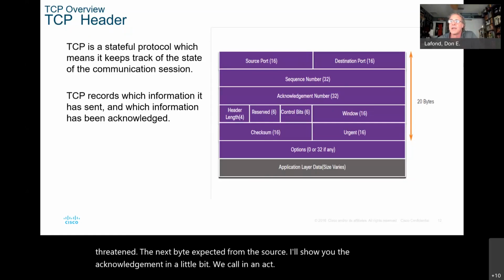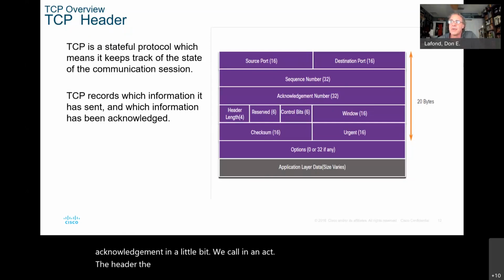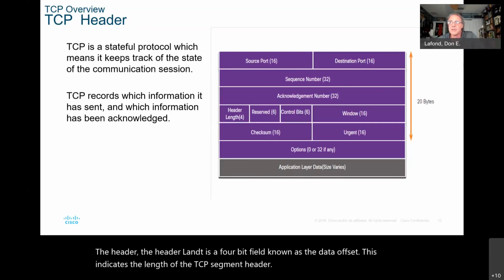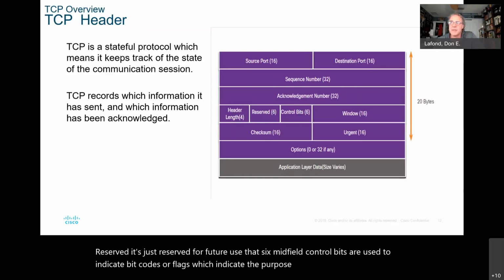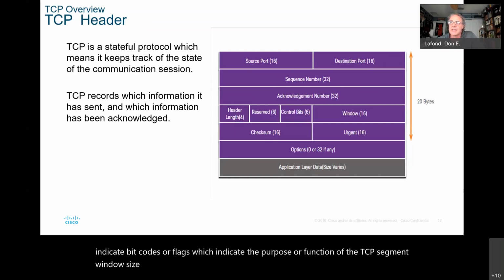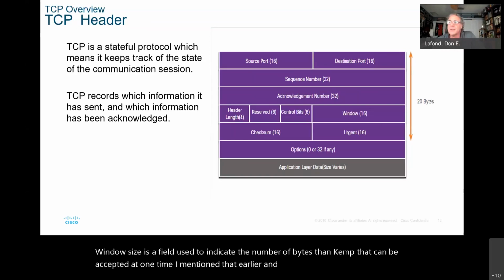The header length is a 4-bit field known as the data offset. This indicates the length of the TCP segment header. Reserved, it's just reserved for future use, that 6-bit field. Control bits are used to indicate bit codes or flags which indicate the purpose or function of the TCP segment. Window size is a field used to indicate the number of bytes that can be accepted at one time. I mentioned that earlier, and I'll talk about it again later.